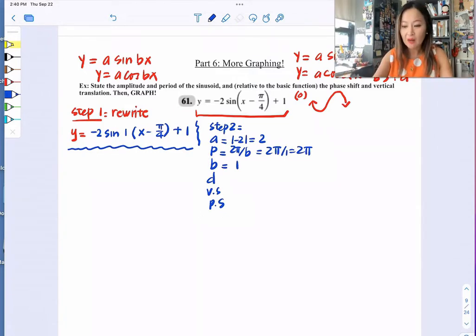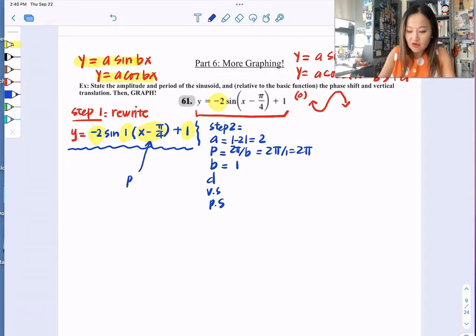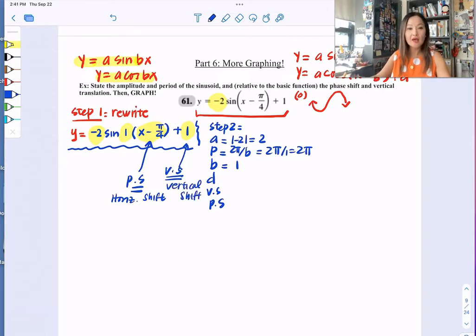What's your D? Now, a couple of things. Compared to these here, this is different because you have your A here, your B here, x minus C over B here, and this is your 1, which is your D. This here is your phase shift, horizontal. This guy here is your VS, your vertical shift. So keep that in mind. With that in mind, what's your D? Your D is 1.